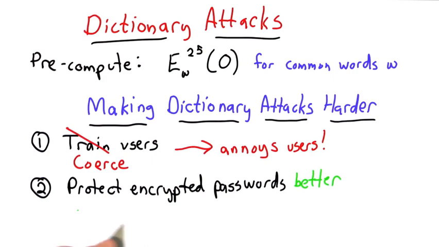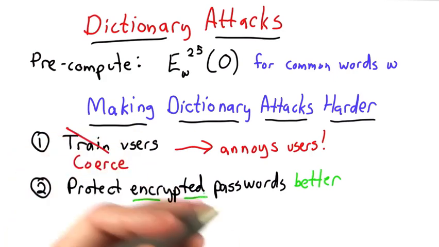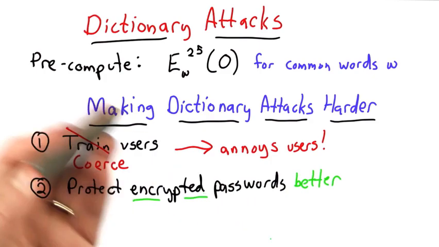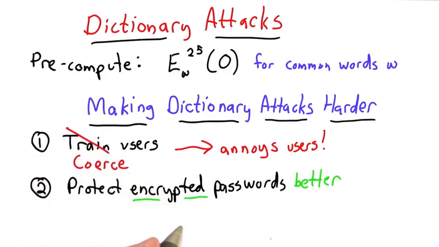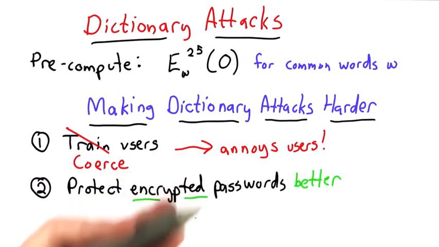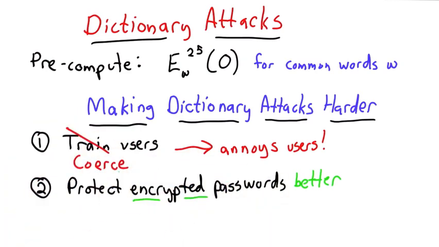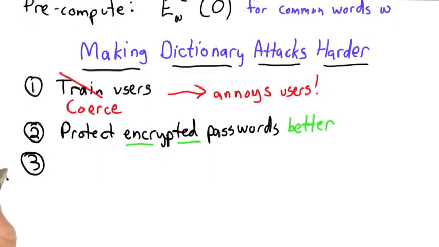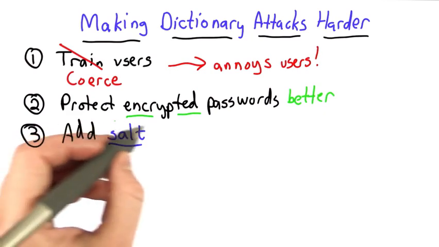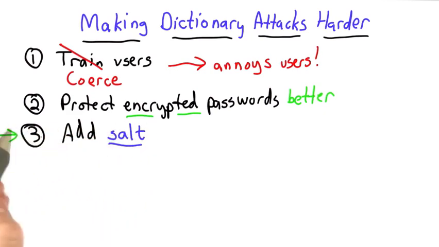So another solution would be to protect the encrypted passwords to make sure that an attacker or an insider can't get access to them. This would certainly help, would prevent the dictionary attack because they wouldn't have access to the encrypted passwords. They could still try a small number through the login interface. If the passwords are bad enough, well, the dictionary attacker will still succeed, but only breaking a small number of accounts. The third approach is to add salt. This is the one I'll talk about next.